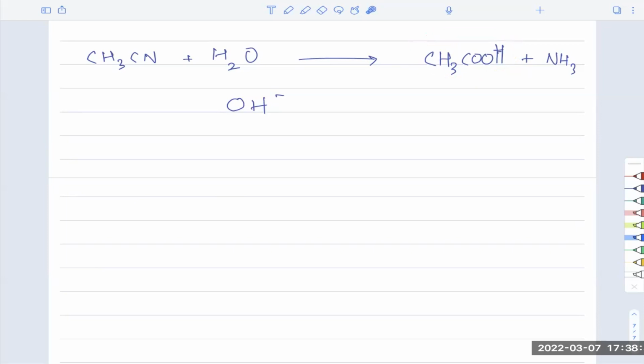So what happens when carboxylic acid forms water? It loses the H positive. So in दोनों में से कोई एक चीज react कर जाएगी. The primary thing to remember here is that with water, nitriles break down, form carboxylic acid and ammonia. ये बात समझ आ गई?